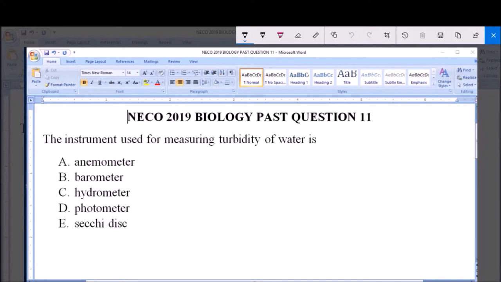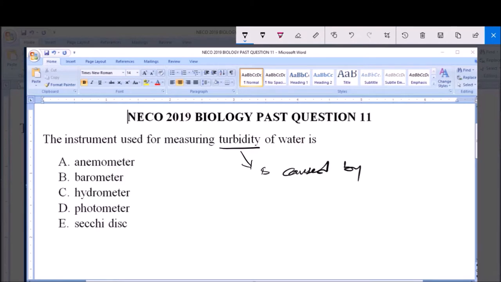In NECO 2019 biology past question 11, the instrument used for measuring turbidity of water is A, anemometer, B, barometer, C, hydrometer, D, photometer, and E, secchi disc. Now turbidity, like we know, is one of the abiotic factors of the ecosystem.